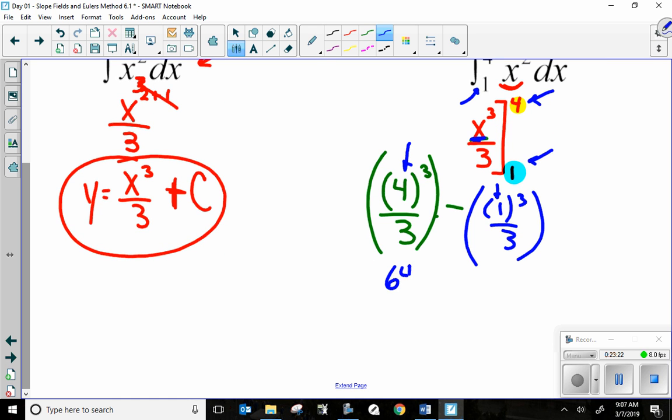4 cubed is 64 over 3, minus 1 cubed is 1 over 3. I almost went ahead and gave you the wrong answer, okay? So 4 cubed is 64 over 3, minus 1 cubed, which is 1 over 3, and you get 63 over 3, which divides evenly to be 21.